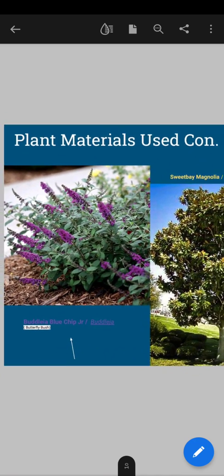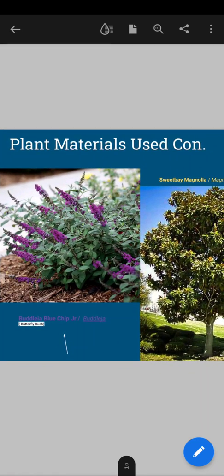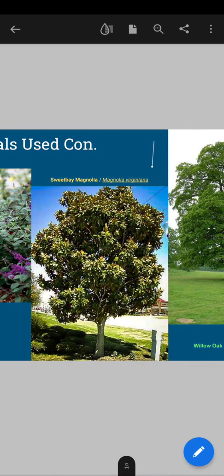I put butterfly bushes because I wanted the site to be pollinator friendly because we do need to protect things which pollinate. I put one sweet bay magnolia within a rain garden because of the fragrance it can put out and the aesthetic.